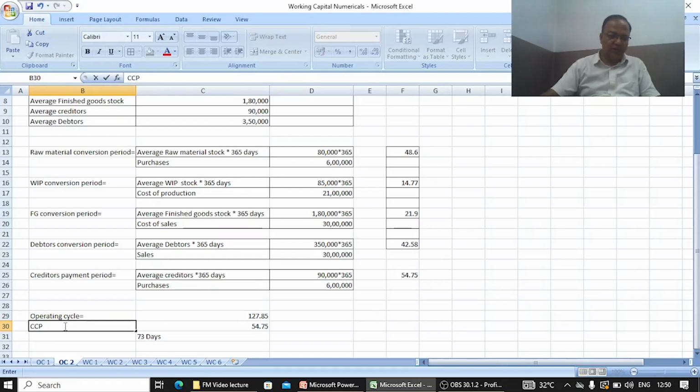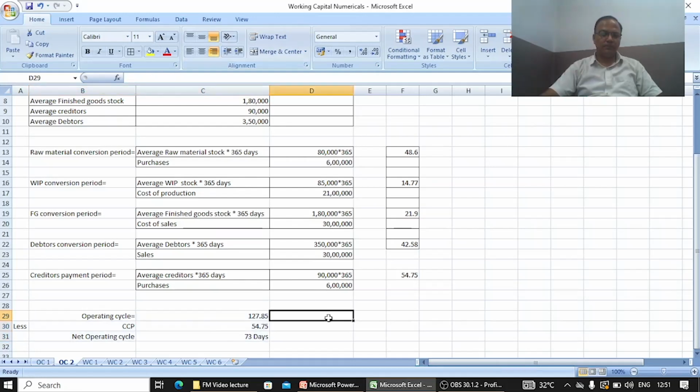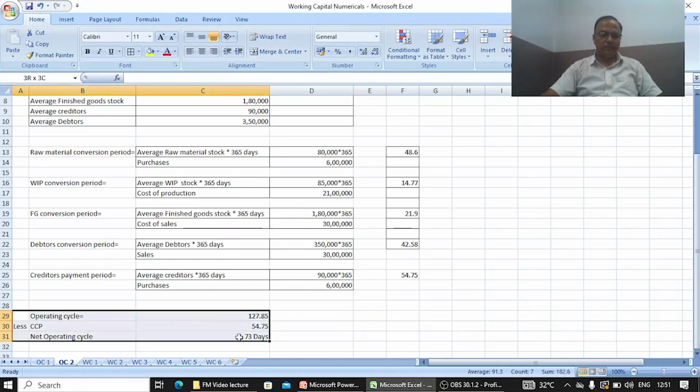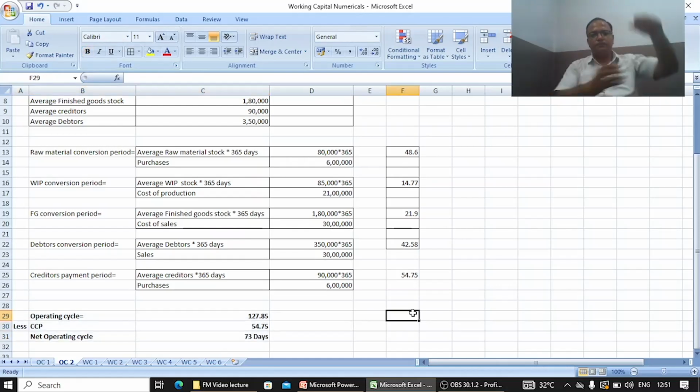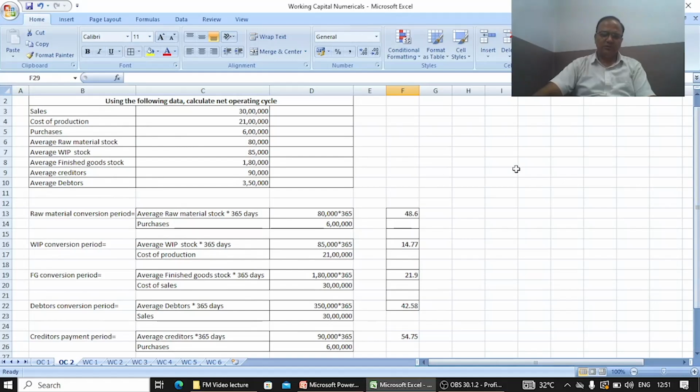Creditors payment period we have to deduct. This is the net operating cycle. So this is the final answer for this problem. I hope you all are able to understand the solution of this problem.